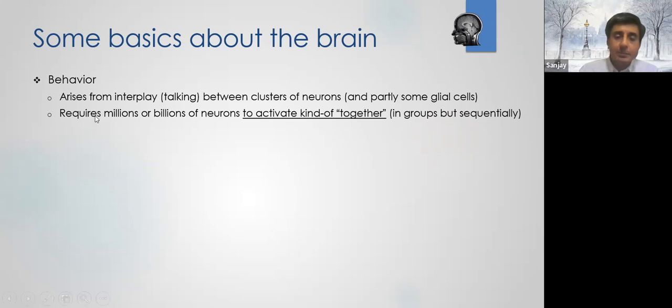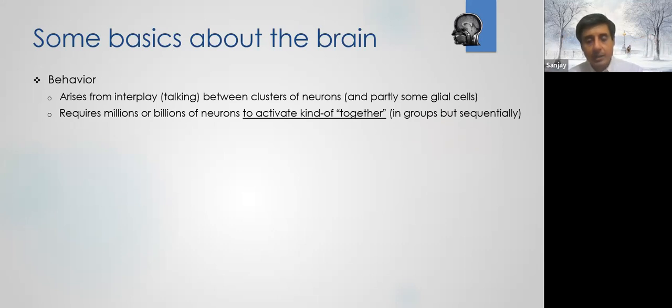So what happens is that behavior requires, usually, millions or tens of millions or even hundreds of millions of neurons. They have to act together. They have to activate together, or turn on together, fire together, you know. Although I put together in quotes because it's not that they're firing at the exact same instant. It's actually a cascade. It's a signal. It's sequential. So one neuron fires, it fires its neighbor. Its neighbor then will fire other neighbors, and it kind of flows around in this movement across millions of neurons.